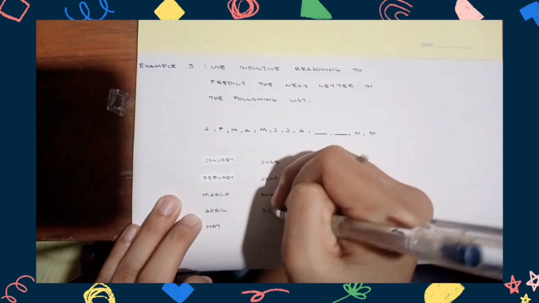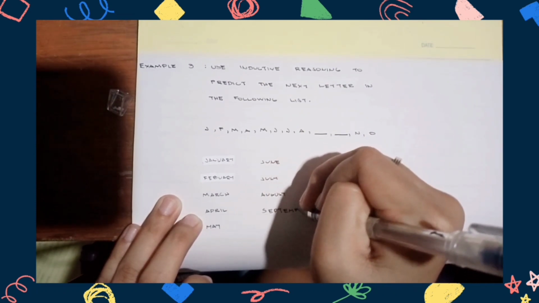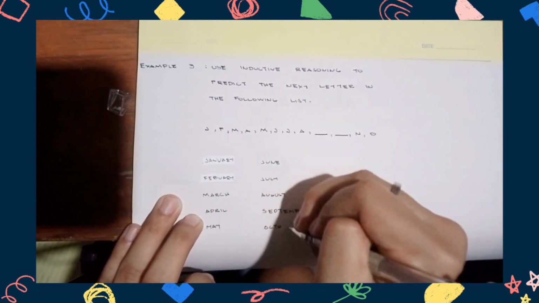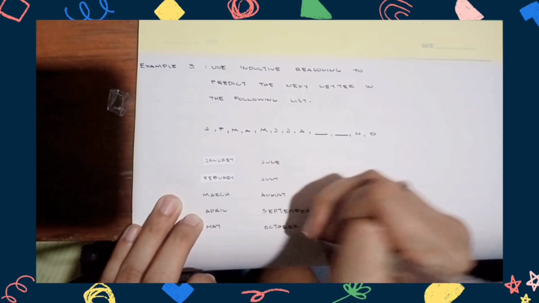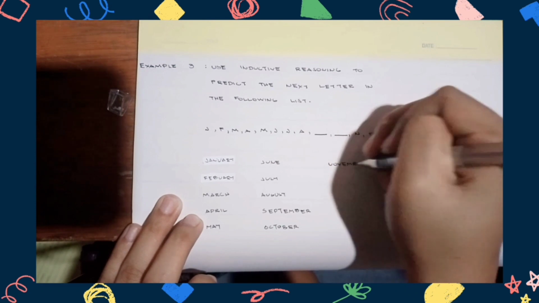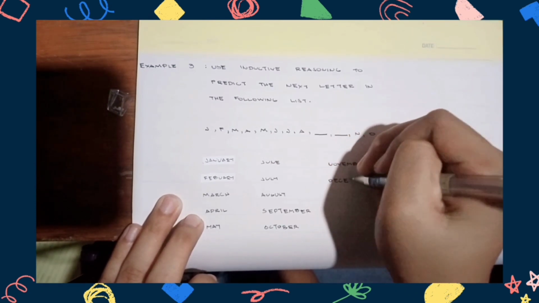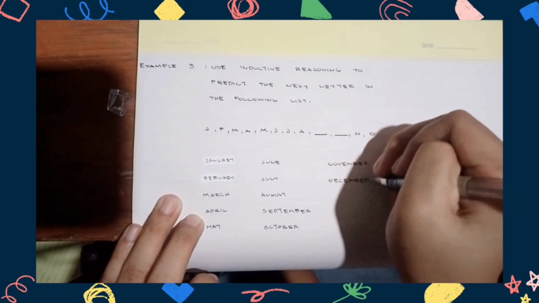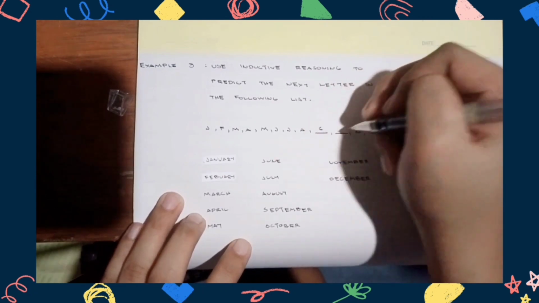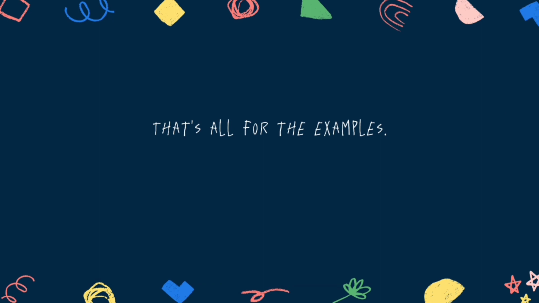S for September, O for October, N for November. D for December. So the missing letters are S and O. That's all for the examples.